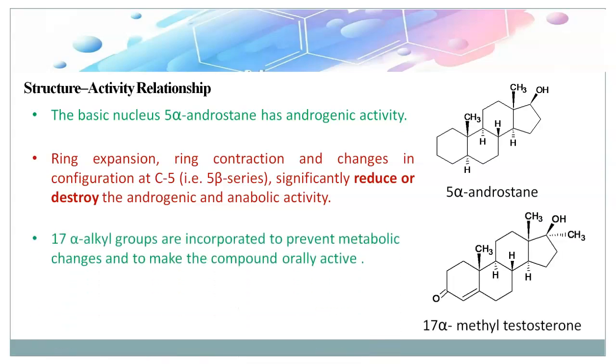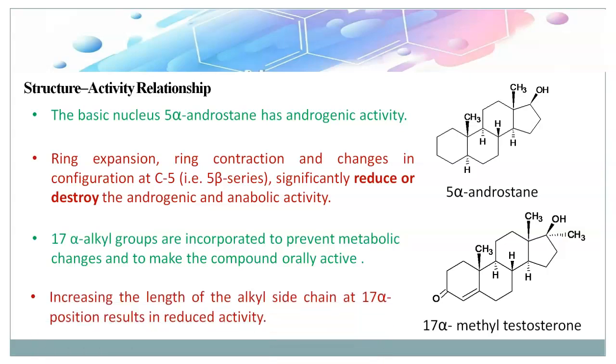The 17 alpha alkyl groups are incorporated to prevent metabolic changes and to make the compound orally active. Here there is the introduction of a methyl group having an alpha orientation. So the formed compound is 17 alpha methyl testosterone, which is orally active. But if you increase the length of the alkyl side chain at the 17 alpha position, it results in reduced activity.